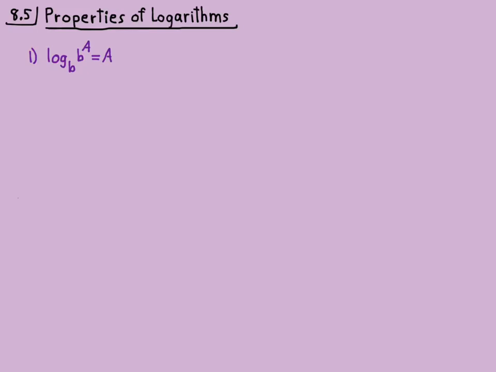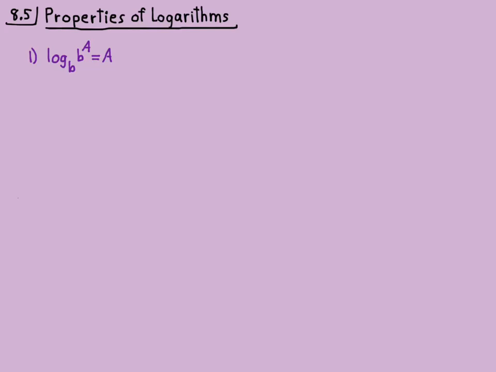I'm using a here to stand for argument because it doesn't have to be just x like we did in the previous section. A could be like x minus 2, like we had an example kind of like that. Or A could be x squared, or A could be square root of x, or 3 times x, or something like that. So A is the argument.